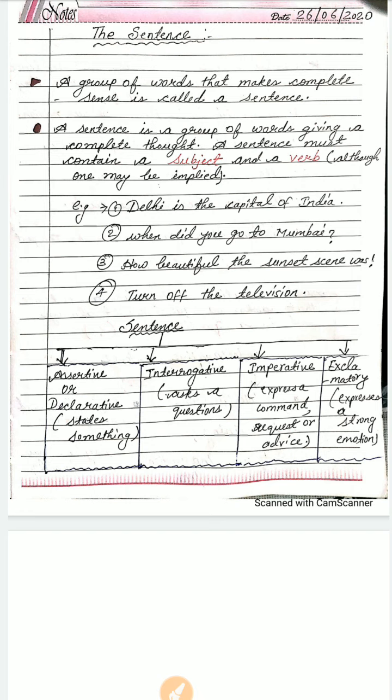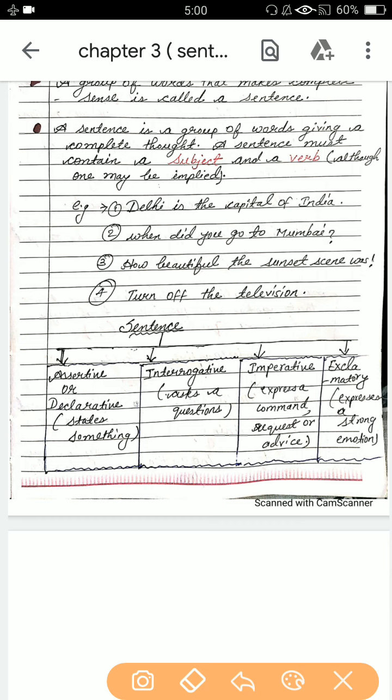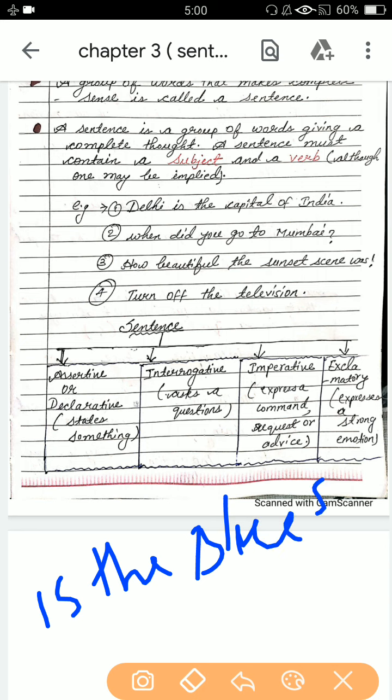Suppose we take the examples here. Is the blue sky. This group of words is not called a sentence. This is not a sentence because it doesn't convey a complete thought.